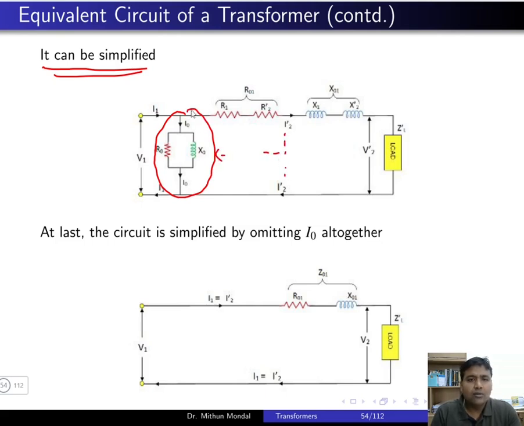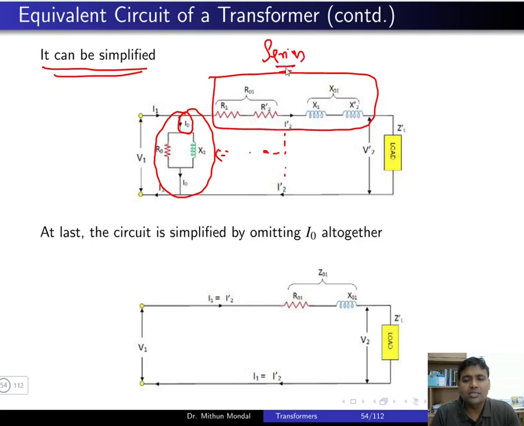Why have we done this? Because the no load component of the current is very less, so you can easily move this side and take all these parameters into series. So it will be easy to obtain the series equivalent circuit. Now the primary parameters and the secondary referred parameters have come into series, and the shunt parameters are the no load parameters of the circuit.